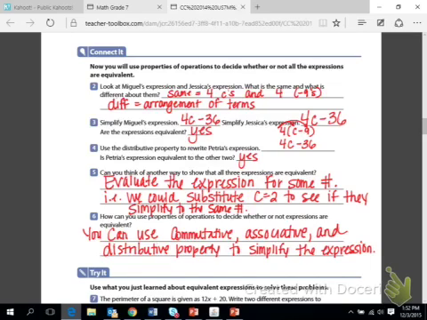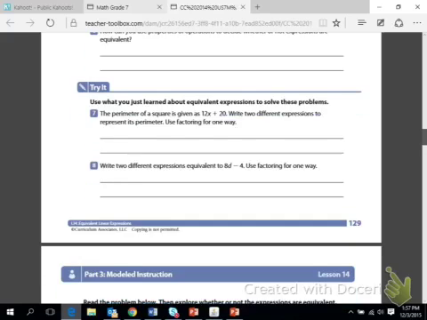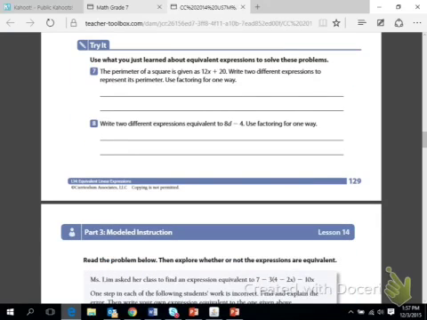Now let's try some examples. We want to use what you just learned about equivalent expressions to solve these problems. Number 7. If the perimeter of a square is given as 12x plus 20, write two different expressions to represent its perimeter. Use factoring for one way. So we're talking about the perimeter of a square, and we want to use factoring.